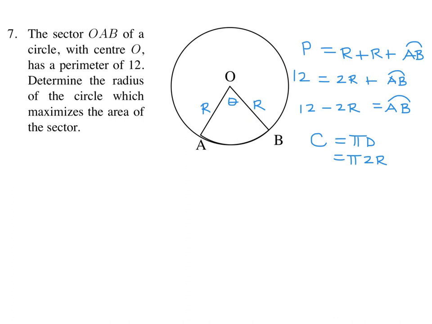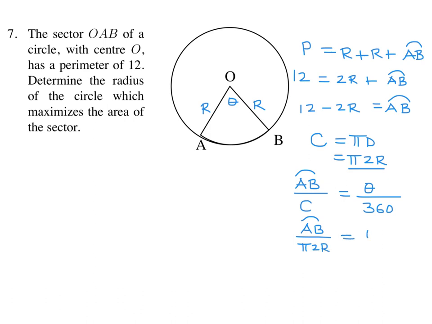Now, the relationship between this arc and the entire circumference is the same as the relationship between this angle and the entire angle, which is 360. So that means that AB, which is the arc, over the circumference, is equivalent to theta over the entire angle, which is 360. This is very important. And it makes sense, right? It should be.